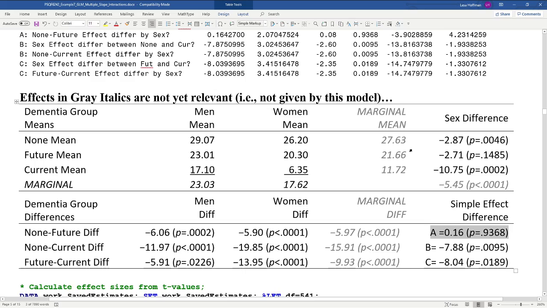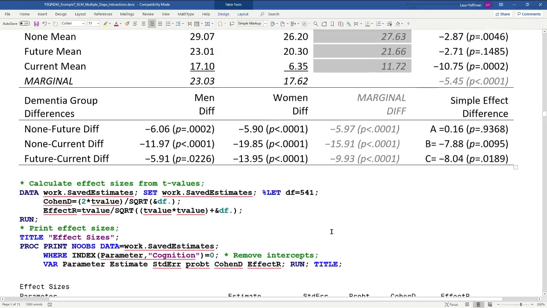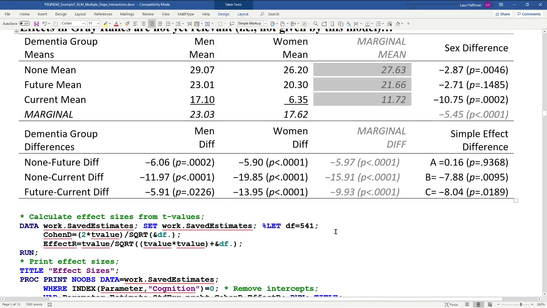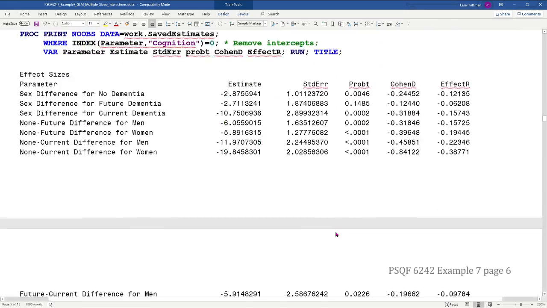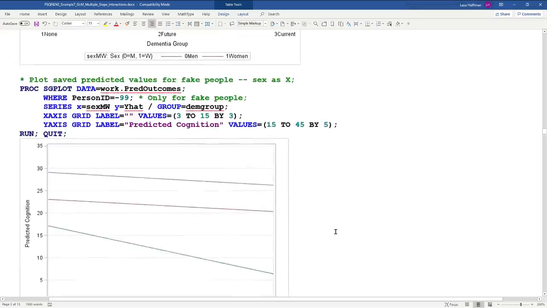Foreshadowing what we're going to see when we fit the same model a different way, letting the program do the coding, is some of these effects are going to become marginal. And so distinguishing when the program is giving you something marginal from when it's giving you something that's conditional on a 0 value of the interacting predictor takes some practice. And so that is what I am here to help you get.